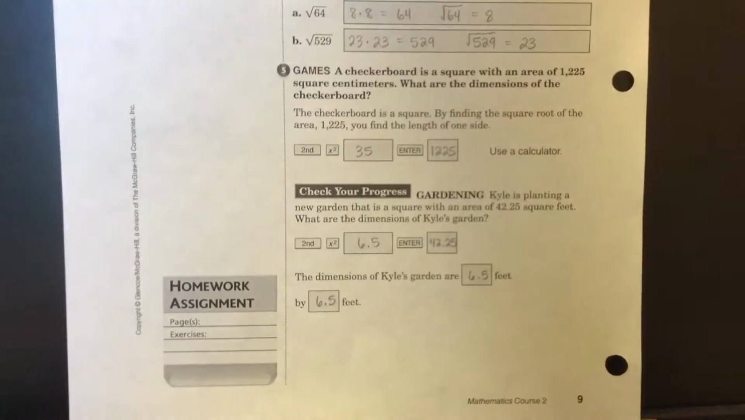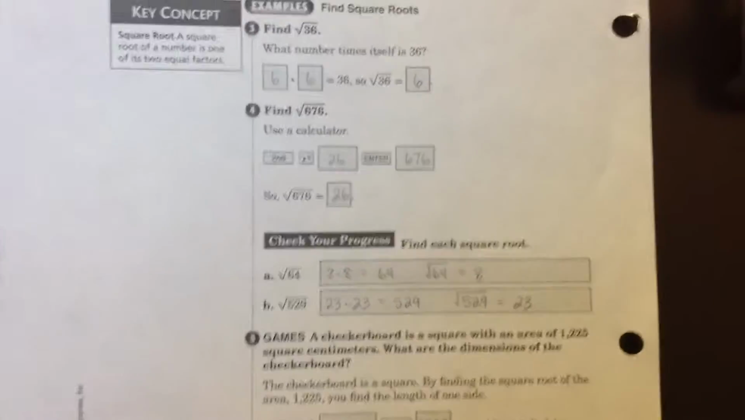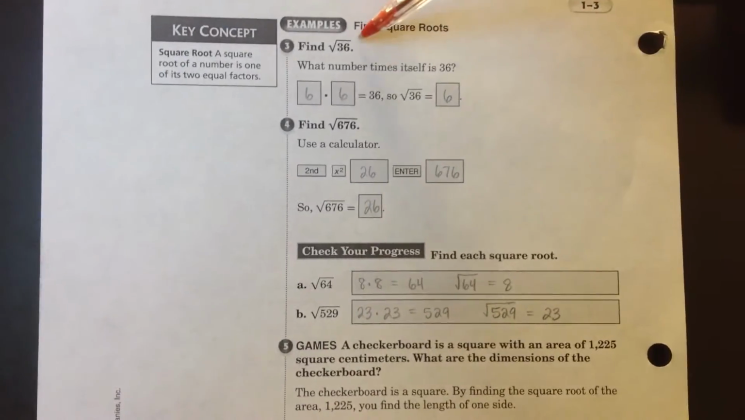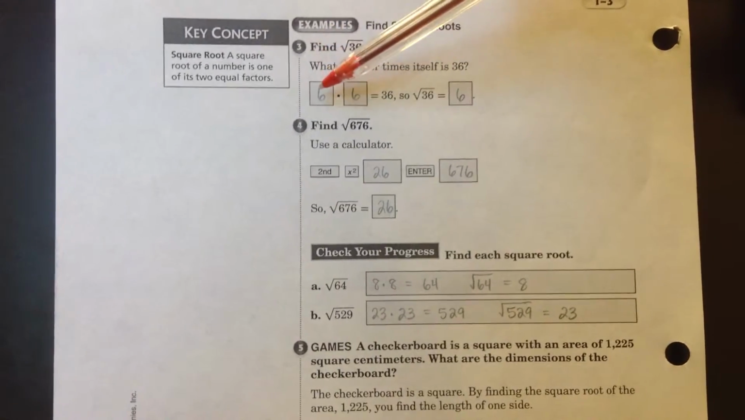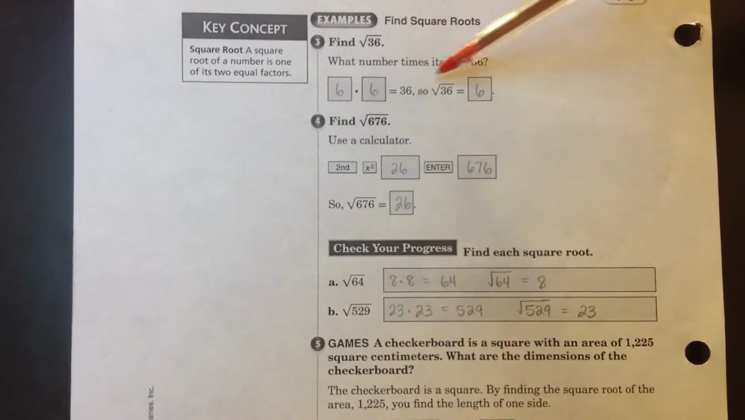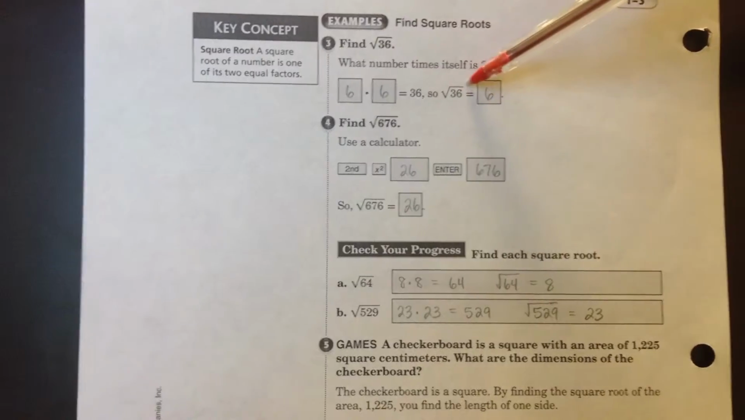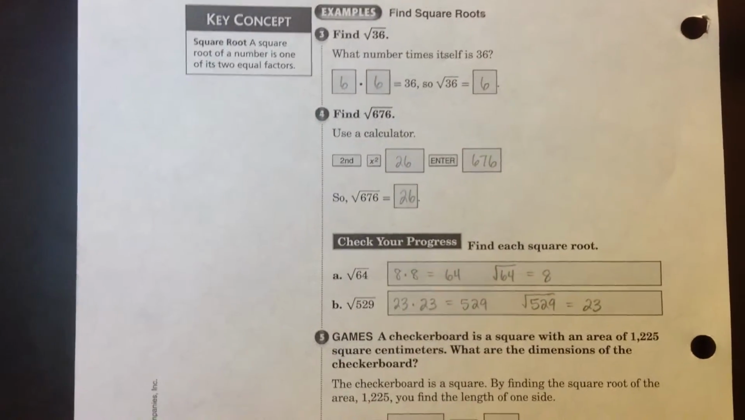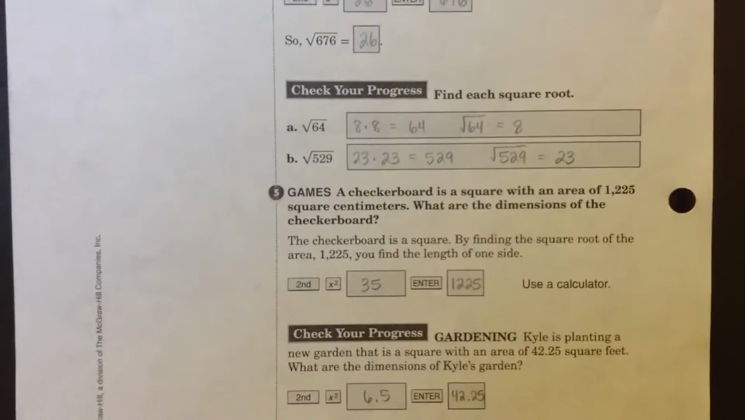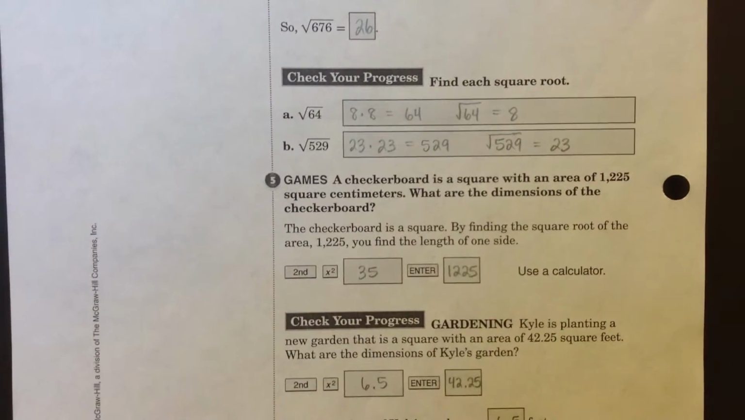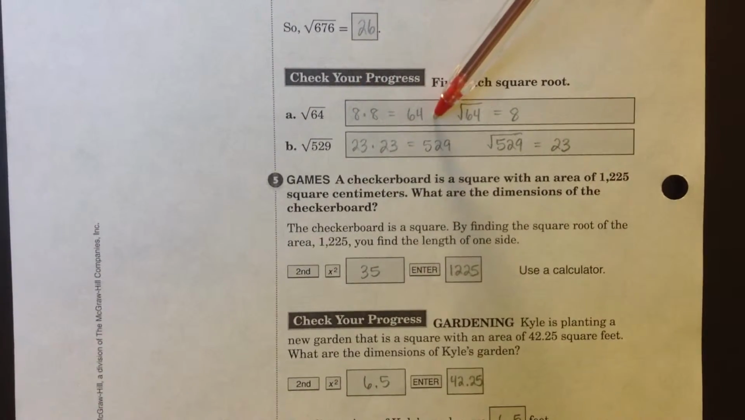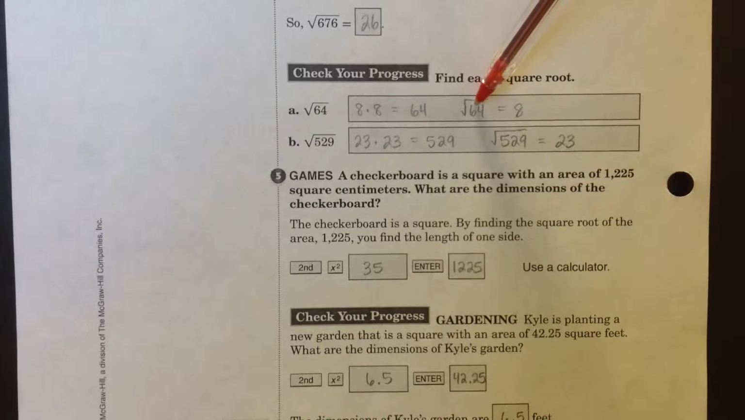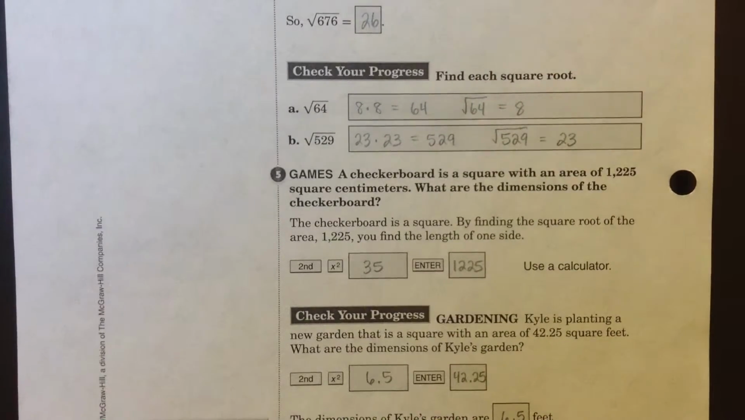Square roots, it's going to look like a number under a radical sign. So the square root of 36 is 6 times 6. That equals 36, so the square root of 36 is just 6. Like on A, the square root of 64, well, you know 8 times 8 is 64, and the square root of 64 is 8.